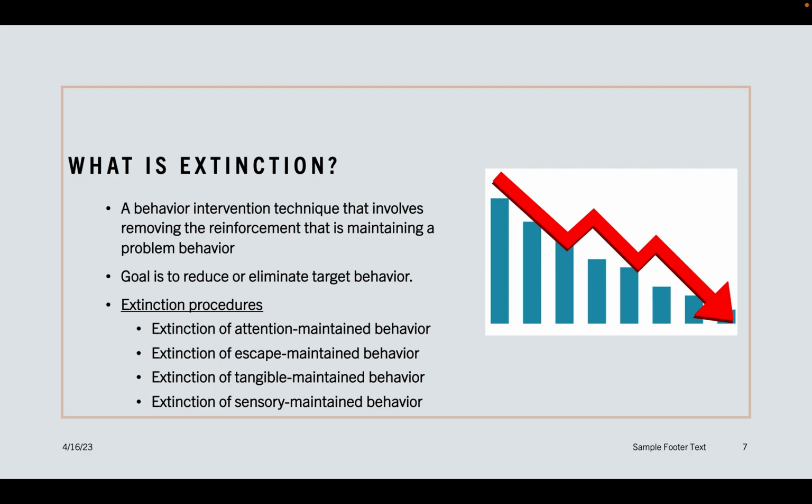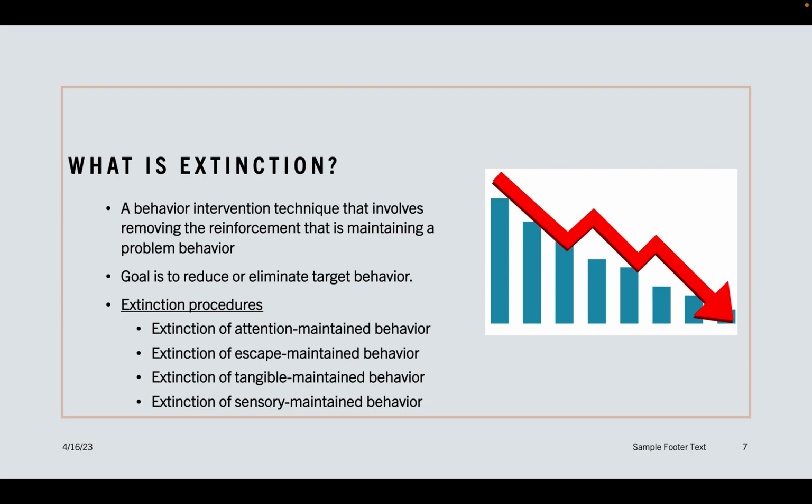So here are the four different extinction procedures based on the four functions of behavior, along with some examples for you. So extinction of attention maintained behavior. This involves ignoring a behavior that is maintained by attention. When the individual engages in problem behavior, they are not given any attention at all. So, which over time should lead to a reduction in problem behavior.